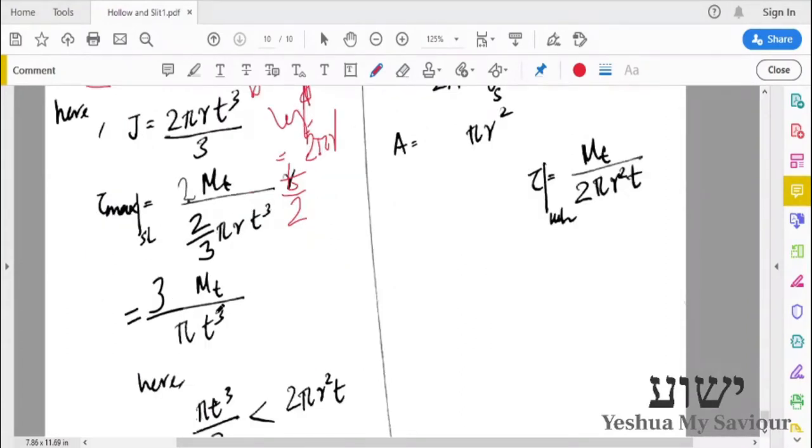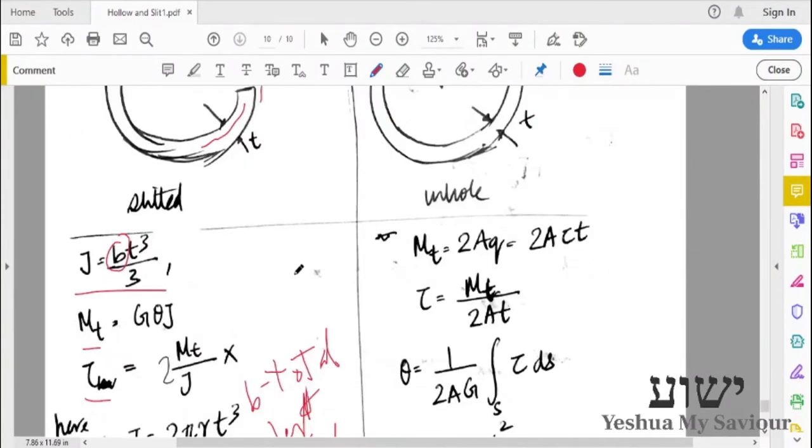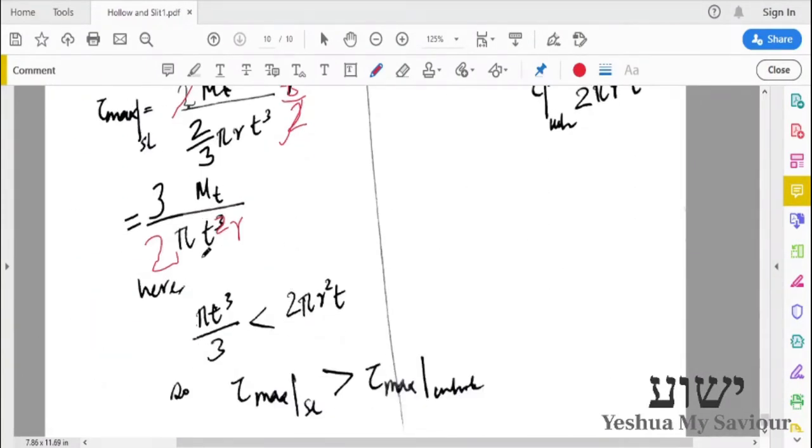So here we'll have T and T, 2 and 2 will cancel out. So we'll have 3 by 2 and T by t squared r. So this is the maximum stress.